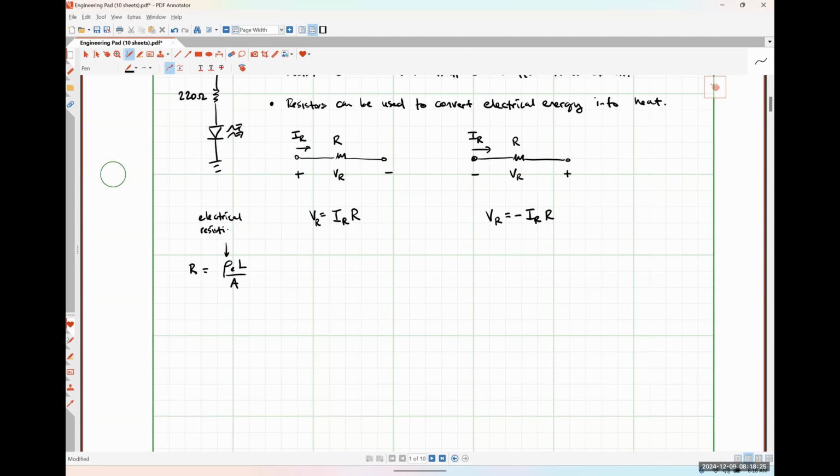So in this equation, rho E is the electrical resistivity, typically having units of ohm meters or more likely ohm centimeters. L is length. We'll just say arbitrarily it's measured in meters. And A is cross-sectional area, measured in meters squared.